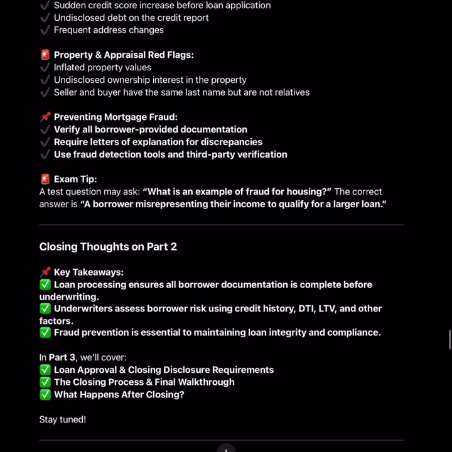Closing thoughts on Part 2. Key takeaways: loan processing ensures all borrower documentation is complete before underwriting. Underwriters assess borrower risk using credit history, DTI, LTV, and other factors. Fraud prevention is essential to maintaining loan integrity and compliance. In Part 3, we'll cover loan approval and closing disclosure requirements, the closing process and final walkthrough, and what happens after closing. Stay tuned.